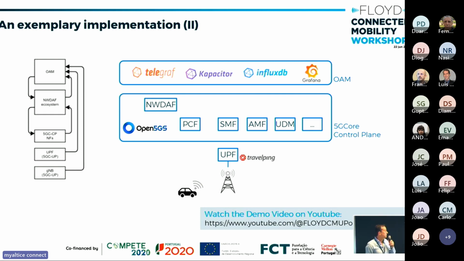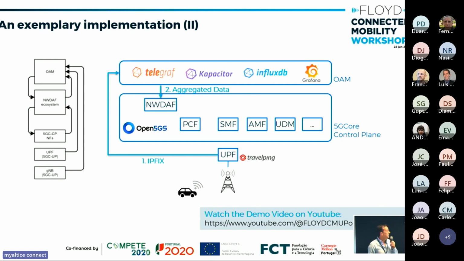So we instantiated basically a network. We have a UPF, which we instantiated with Travelping, a 5G core with Open5GS, and then the OAM, which we implemented using the TIG stack. We instrumented the UPF to generate IPFIX records for the traffic that it is delivering. These records will be delivered to the OAM, in this case to Telegraf. Telegraf will produce aggregated data that is delivered to the NWDAF.